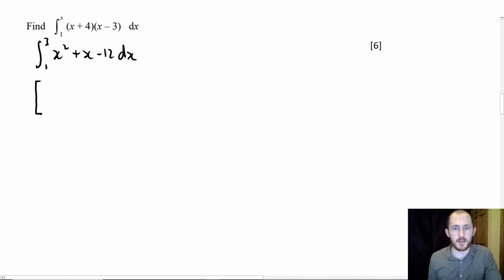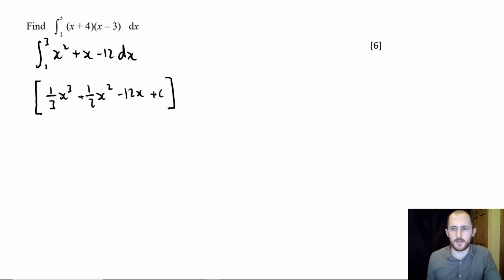X to the power of 3 over 3, so I'm going to write that as 1/3 x cubed. Again, I added 1 to the power and then divided by the new power. X to the 1 will become x squared over 2, which is a half x squared. And then we get minus 12x. And I'm going to write the plus c. Now I'm going to close these brackets, I'm going to write the limits again.